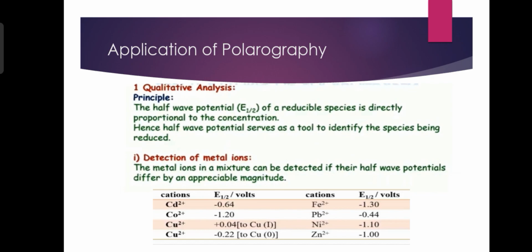So the half-wave potentials of metals or organic compounds are fixed. By looking at the polarogram, we can easily find out which substance is present. So this is our qualitative analysis. Through qualitative analysis, we can detect the metal ions. You can see cadmium 2 plus has a half-wave potential of minus 0.64 volt, and cobalt 2 plus is minus 1.20 volt, etc.